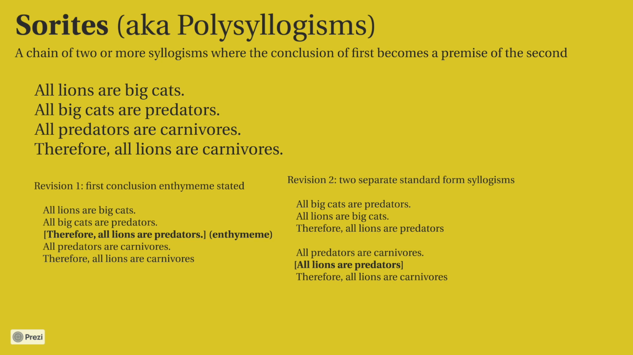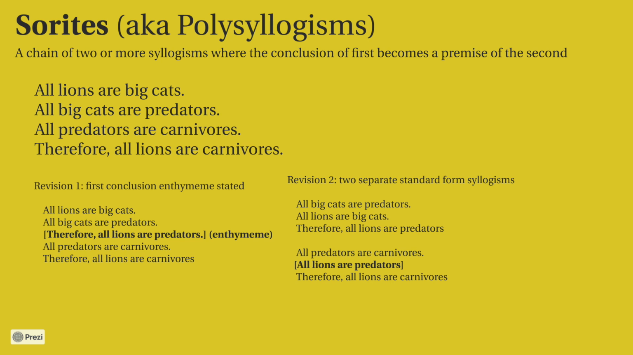Identify what follows from two premises that is meant to give force to the next set of premises. In this case, we begin with all lions are big cats, then all big cats are predators. What is missing is the conclusion that all lions are predators.